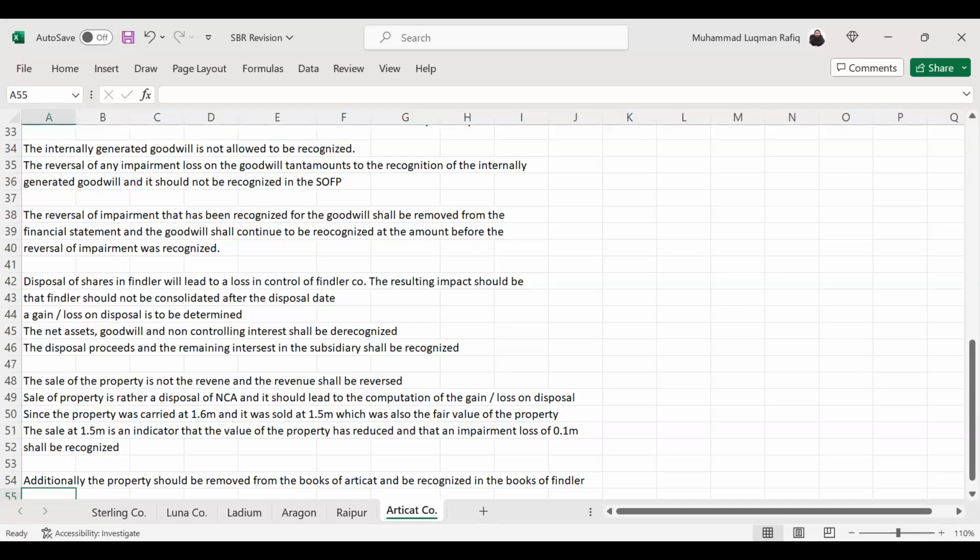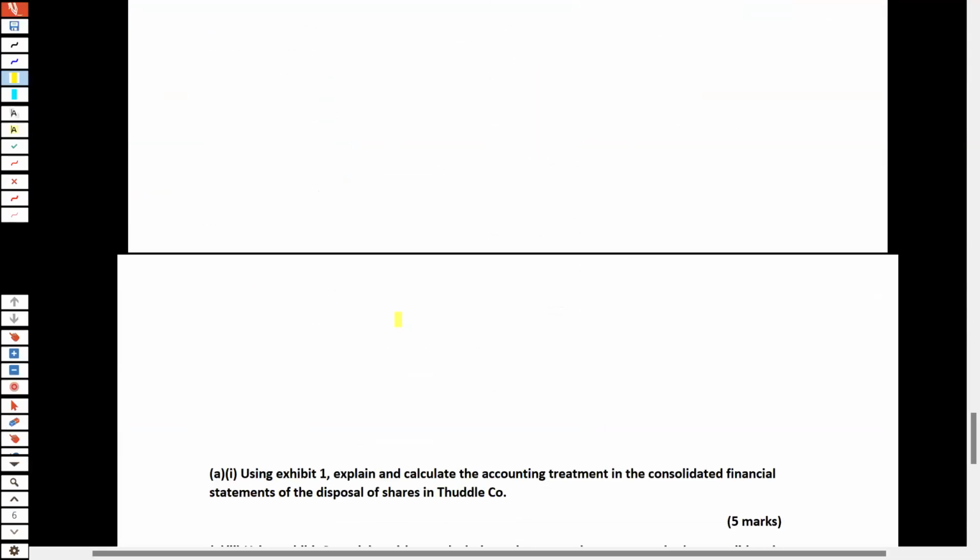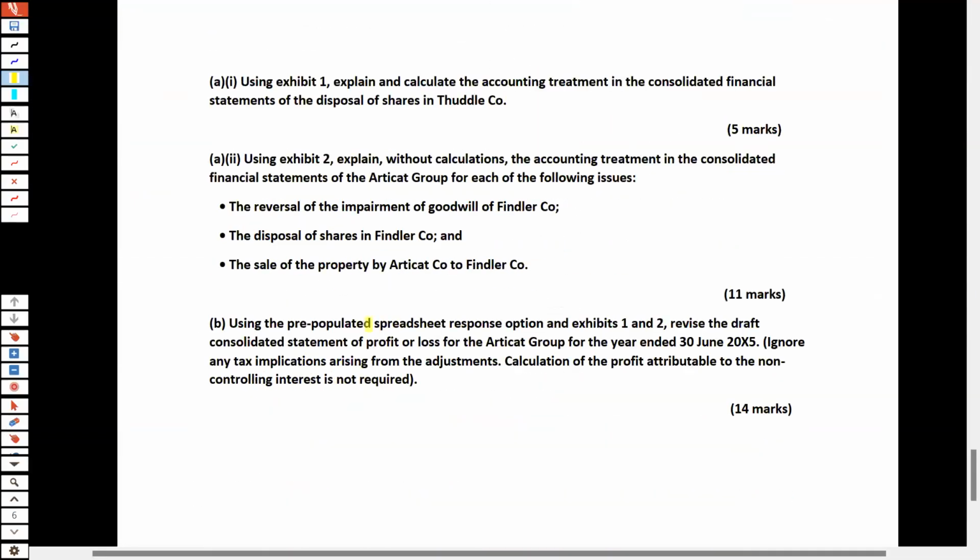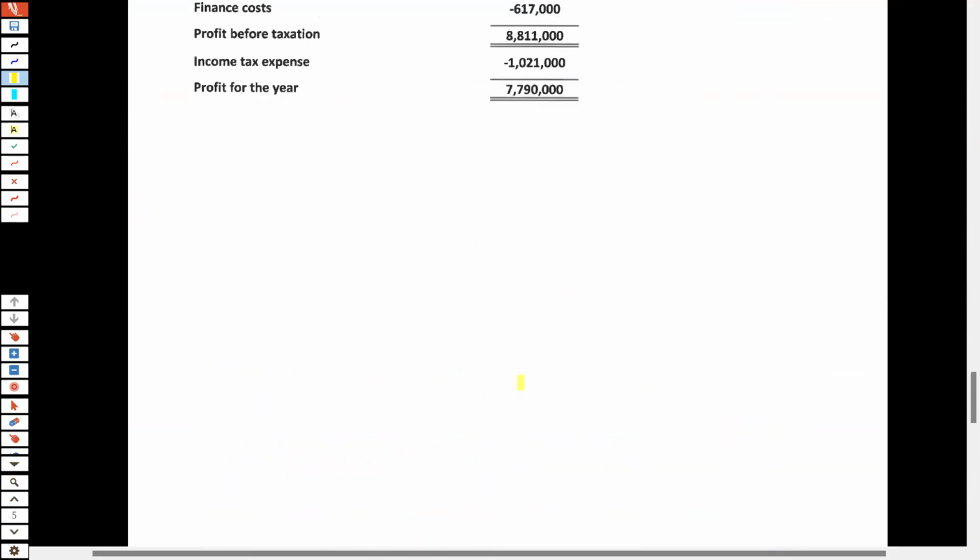Okay, now let's move a bit forward and let's talk about the last aspect, which is using the pre-populated spreadsheet. Using the pre-populated spreadsheet, response option, revise the draft consolidated profit or loss for the year ended so and so, ignore taxable implication, calculation of the profit attributable to non-controlling interest is not recognized.